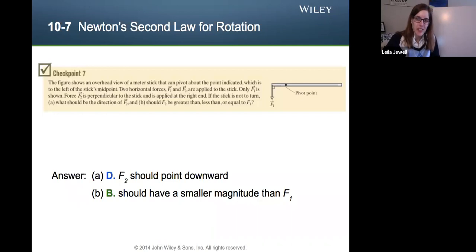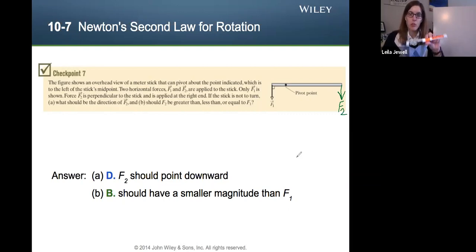So we find that it is D, that F2 should point downward, as well as that it should have a smaller magnitude than F1. Now, why is this? Well, if we draw in the force, we know it's at this right end of the stick. And so we can imagine something balancing here: if the pivot's fixed, and we have one force that's already pulling down, then the only way we can balance it out is if on the other side, there's a force that's going down. So that will be our F2 there, to balance out F1.